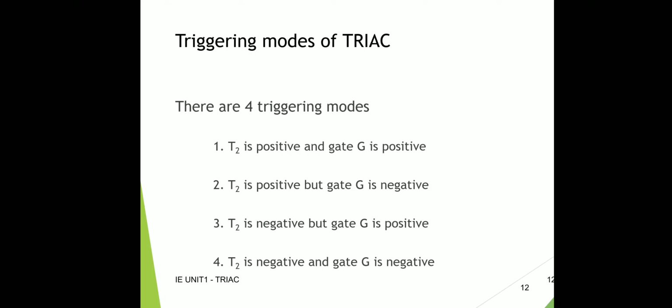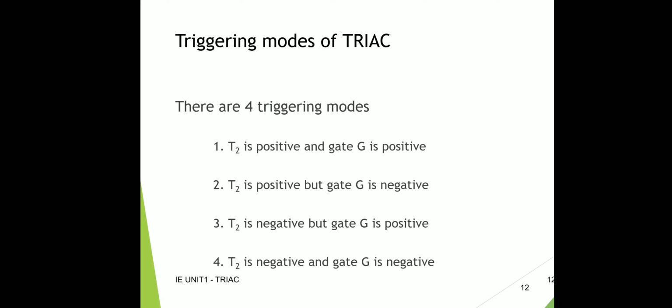What are the triggering modes of a triac? It has three terminals: T2, T1, and gate. This triac can be triggered in four ways. It can come into the conducting mode in four ways.